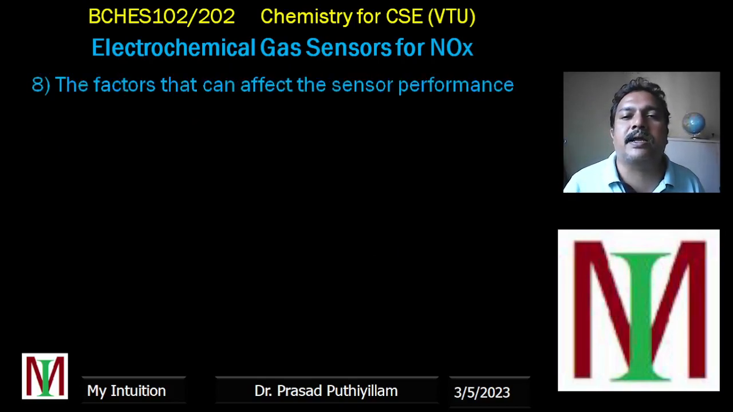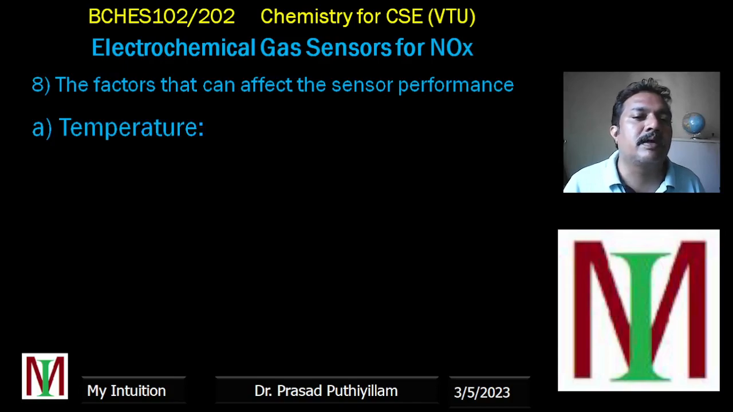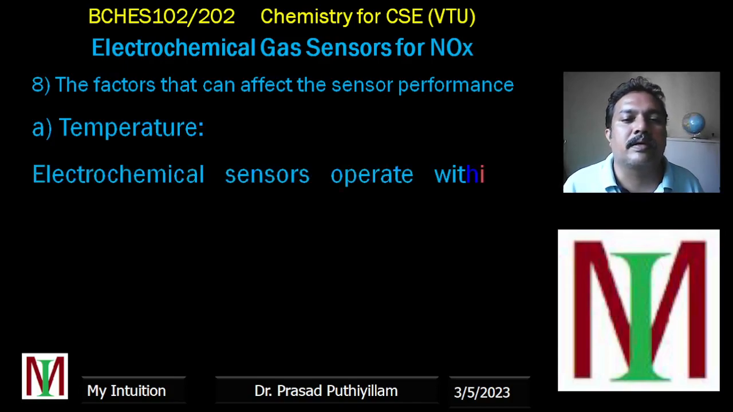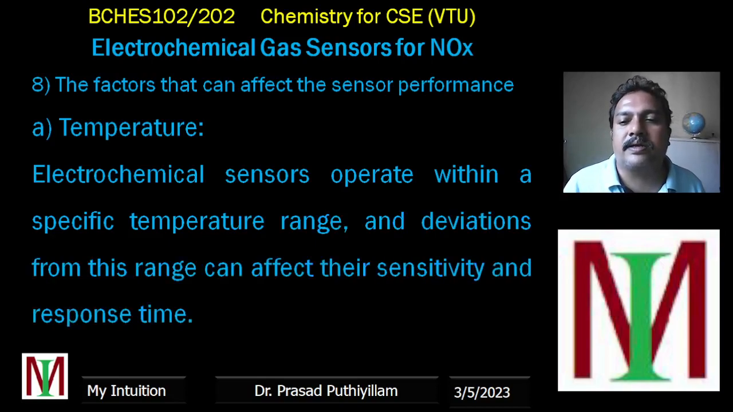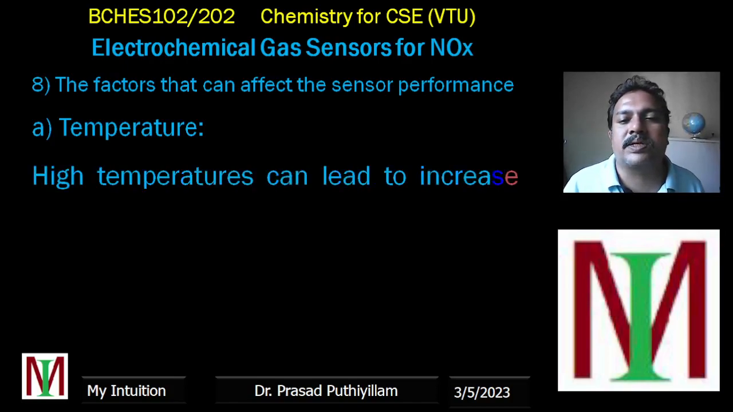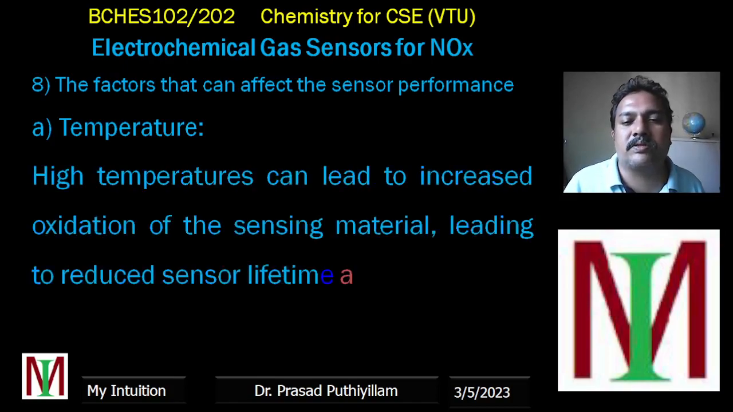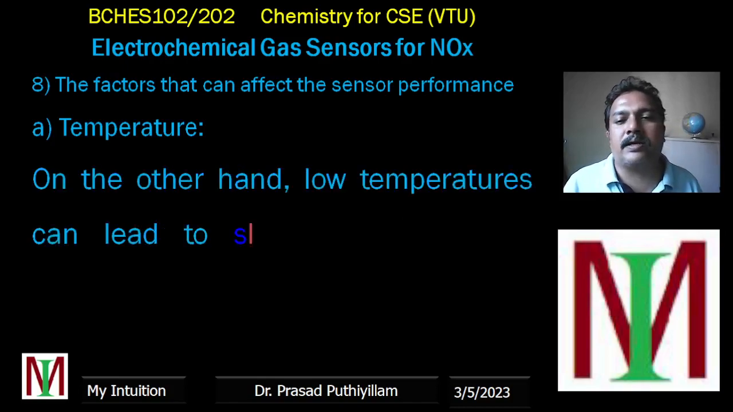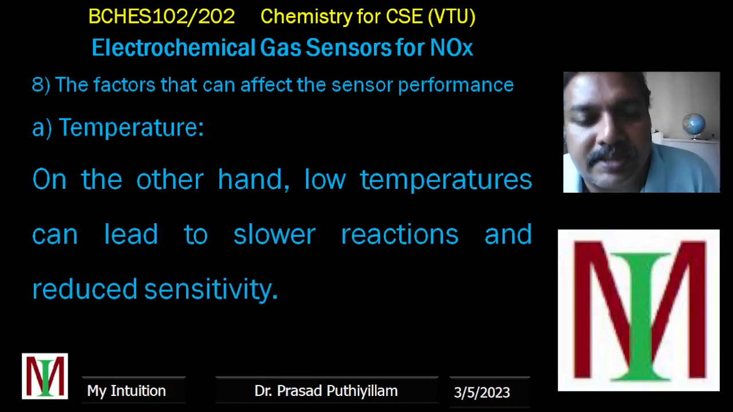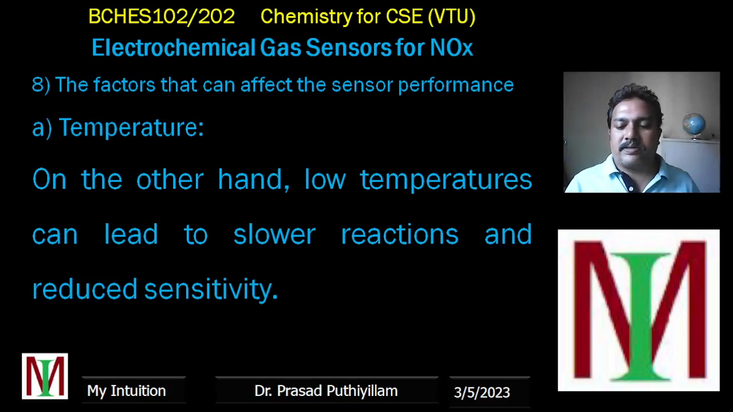The factors that can affect the sensor performance. First one, temperature. Electrochemical sensors operate within a specific temperature range, and deviations from this range can affect their sensitivity and response time. Therefore, you should always have a temperature sensor along with the gas sensor. High temperatures can lead to increased oxidation of the sensing material, leading to reduced sensor lifetime and accuracy. On the other hand, low temperatures can lead to slower reactions and reduced sensitivity.